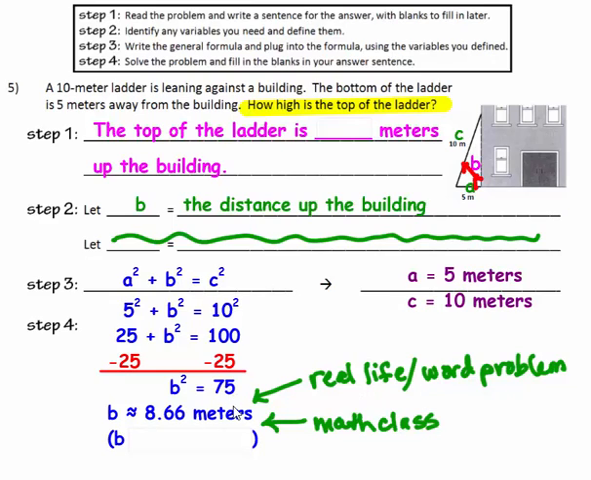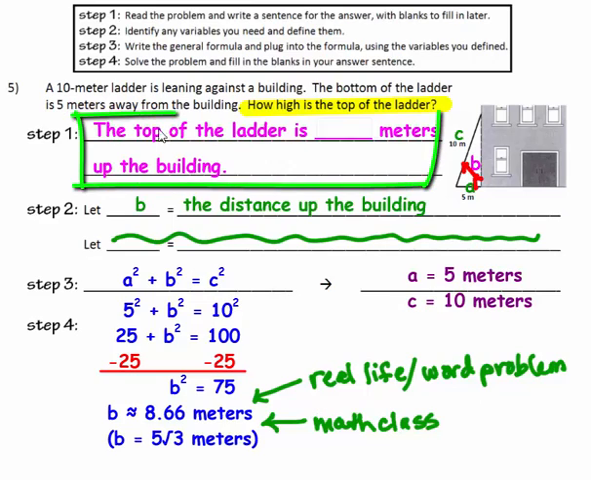But of course, we could simplify our radical, right? 75 is the same as 3 times 25, and 25 is a perfect square. So we could pull that 5 out of the radical and call this 5 root 3 meters. But we'll stick with the decimal value because, even though we're in math class, this is a real life problem. So now we can go back to our sentence that we set up. The top of the ladder is 8.66 meters up the building.